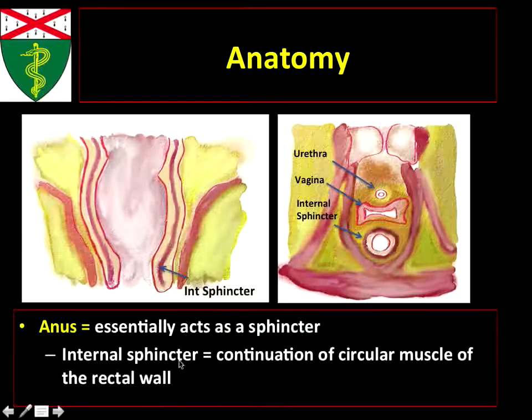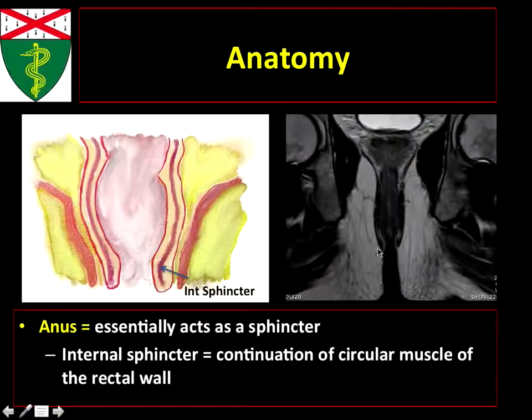Now, the internal sphincter is easy in the sense that it's just a continuation of the circular muscle of the rectal wall. So when I show you images, when you see the rectum, when you see the anus, whatever you see there is going to be composed, for practical purposes, of the internal sphincter. On MRI, it's going to be very difficult to differentiate the anus itself from the internal sphincter. So we'll consider that all the internal sphincter. So that's an axial image.